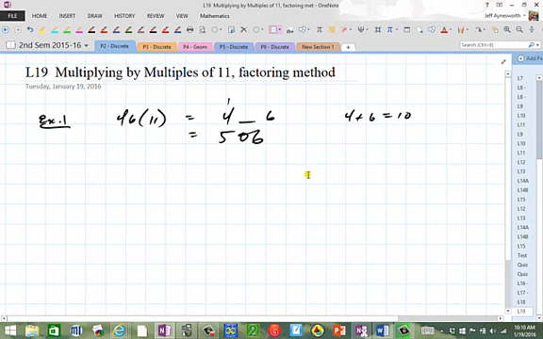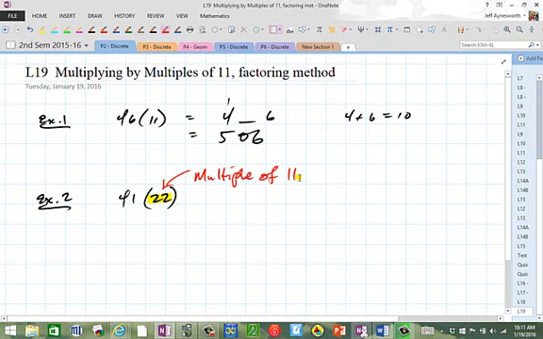I taught you how to do that already. So now let's take a look at how to multiply by multiples of 11. What in the world is a multiple of 11? If I take, let's say, 41 times 22, look at 22. 22 is 2 times 11. That's called a multiple of 11. So what I'm going to do is factor it first. I have 41 times 11 times 2. Notice that 22 is just the same thing as 11 times 2.